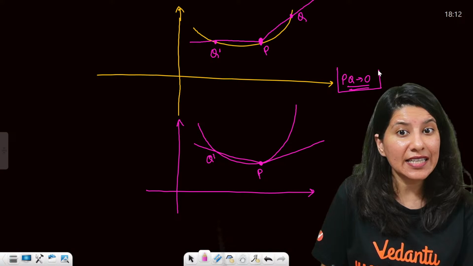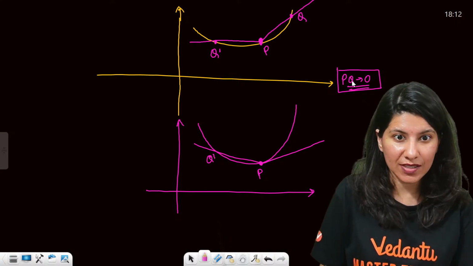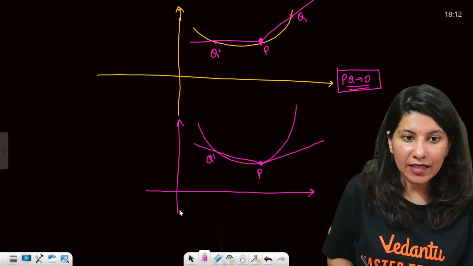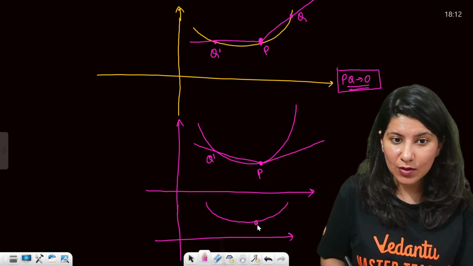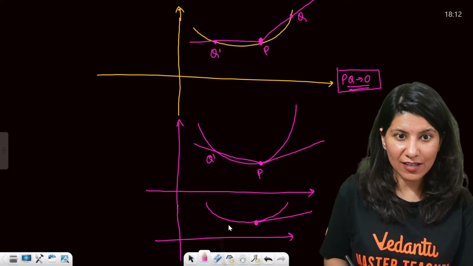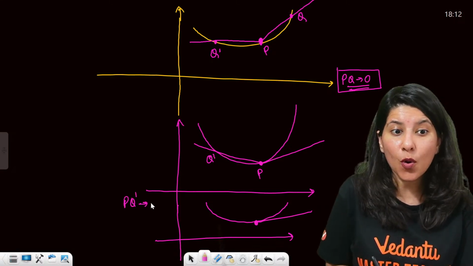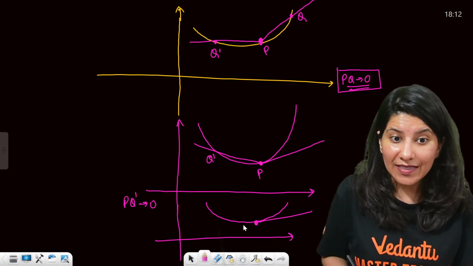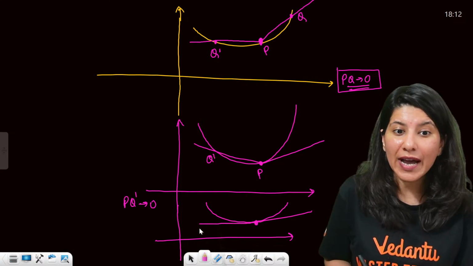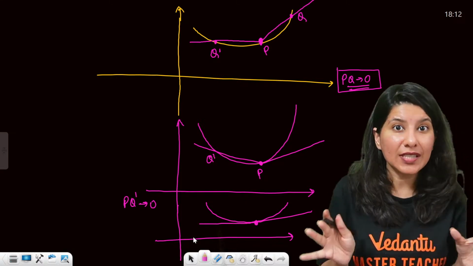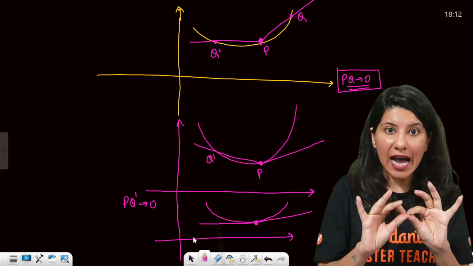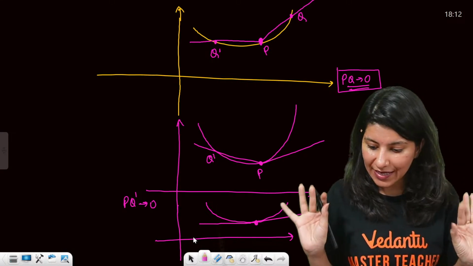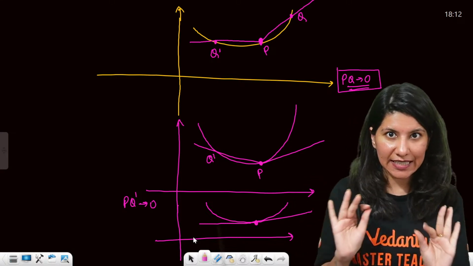If I say that my PQ is tending towards 0, okay? And one more thing, see, at point P we have a tangent. Now if my PQ dash also tends towards 0, then what will happen? From here also I will have a tangent. So if I get a tangent from both sides, then what will happen? I will get a proper tangent. Getting it? Yes, till now?